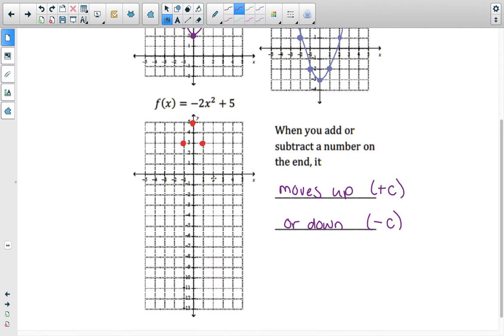Let's plug in our 2. 2 squared is 4. 4 times negative 2 is negative 8. And then we have to add 5. Negative 8 plus 5 is negative 3. So we're at 2, negative 3. And with symmetry, we'll be at negative 2, negative 3.